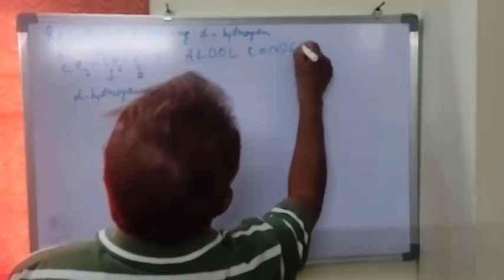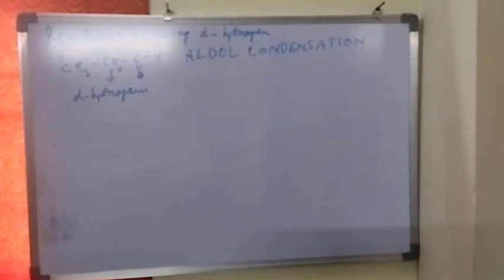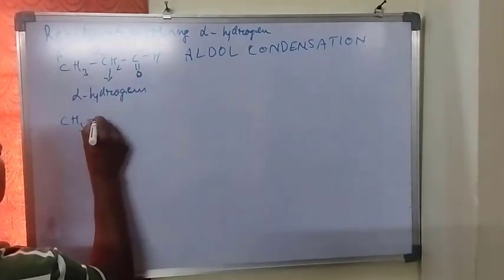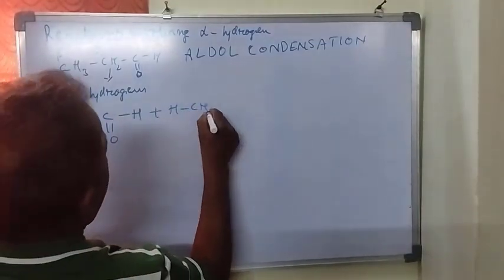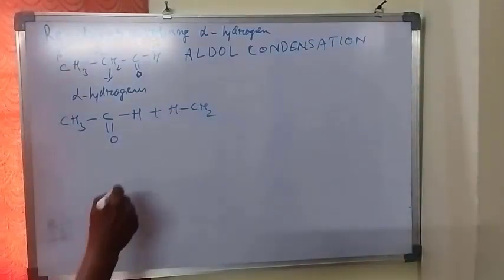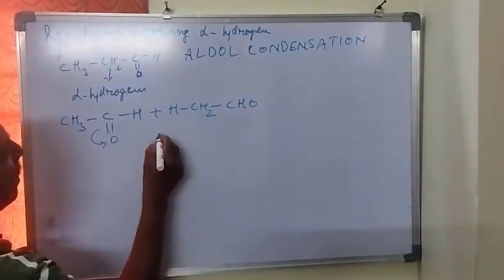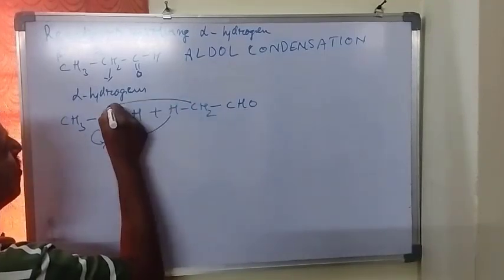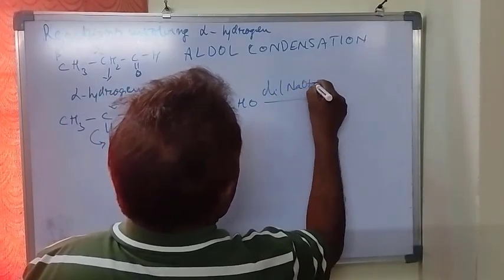Aldol condensation. I discussed this aldol condensation thoroughly in one video, with different varieties and different examples. Anyhow, let us see once again. So this is CH3, C double bond O, single bond H, plus H, this is CH2. For this molecule I am taking the alpha hydrogen here, this is CHO. So this bond shifts here, therefore this hydrogen comes and attacks here, and this bond comes and attacks here. This is in the presence of dilute sodium hydroxide.